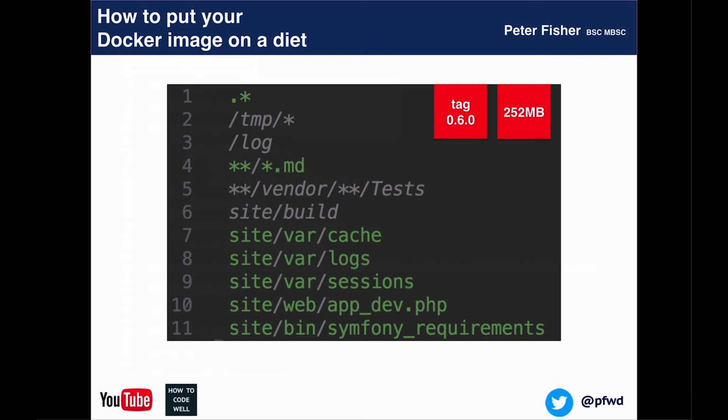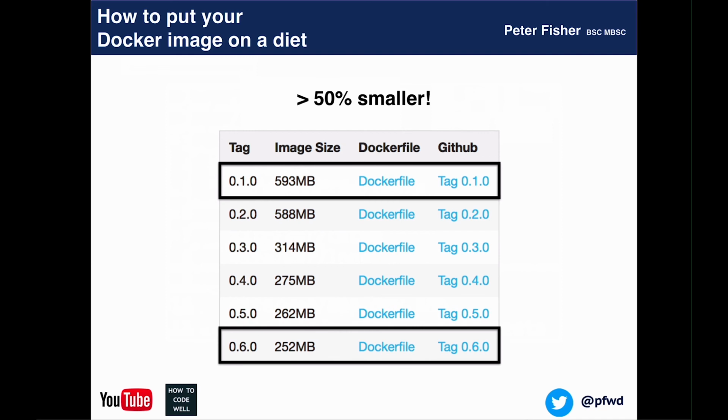So you can use the Docker ignore file in a way to remove sensitive information that you just don't want to put on your production deployment. And here we can see that we've managed to go 50% smaller from our original image. So our original image was 593 megabytes. Now we've got this down to 252. So in those small steps, we can make those giant leaps.